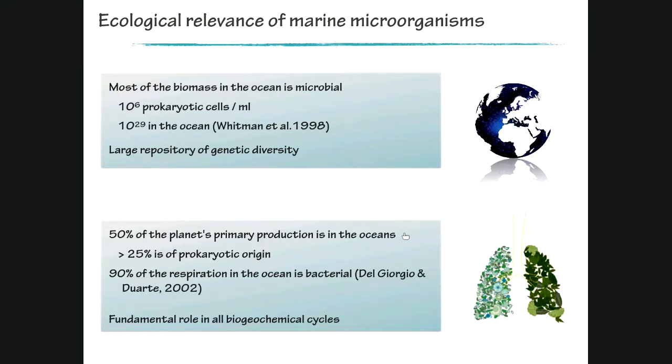So half would be by eukaryotic phytoplankton, and the other half by prokaryotic phytoplankton, which are the cyanobacteria. Also, 90% of the respiration in the ocean is from bacterial origin, and in general, marine microbes play fundamental roles in all biogeochemical cycles, in the most important ones like carbon, phosphorus, nitrogen, and sulfur, but also in the cycling of other elements.